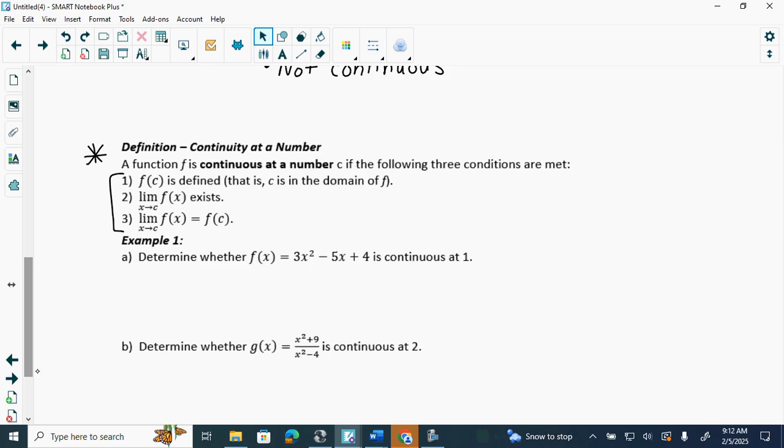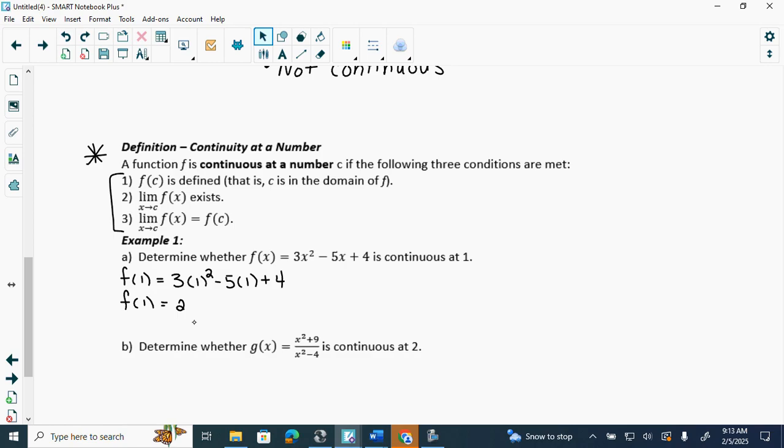So how do we do that? Well, we first have to do number 1. We have to show that f of c is defined. So it's continuous at 1, so we have to find f of 1. And we have to show them that it actually exists. Okay? F of 1 is 3 times 1 squared minus 5 times 1 plus 4. F of 1 equals 2.